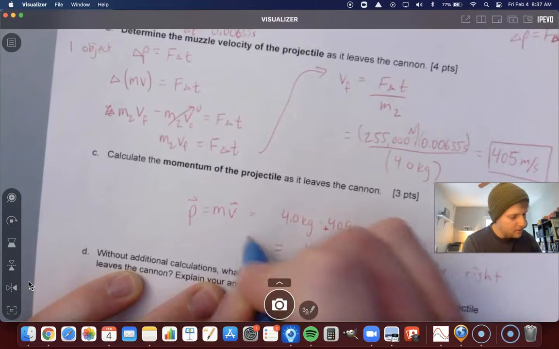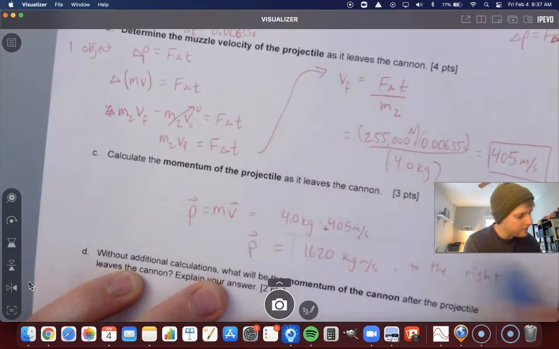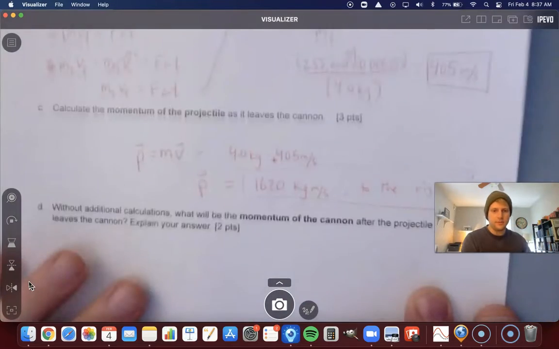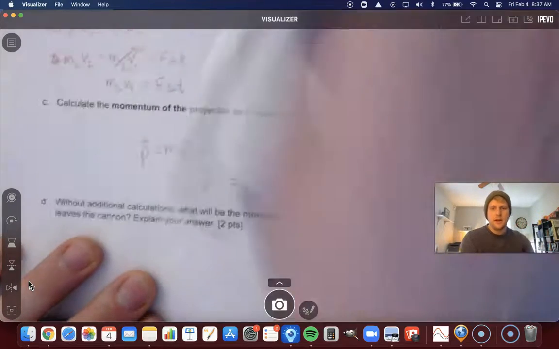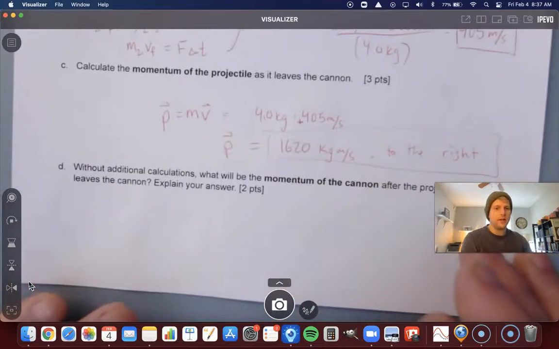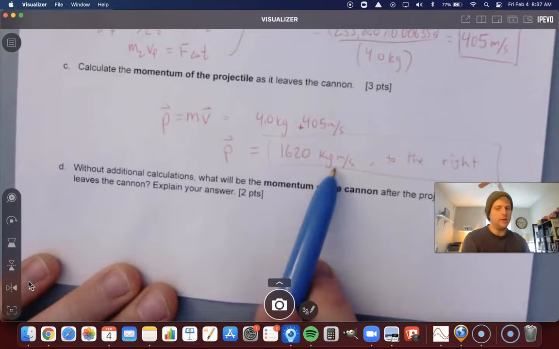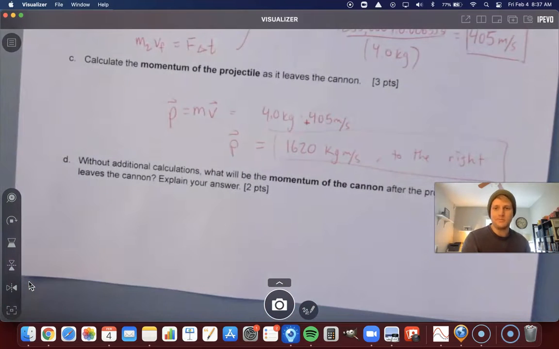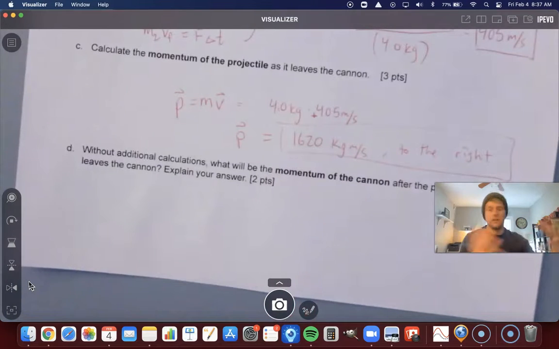That is the momentum of our cannonball. 1620 kilogram meters per second to the right. Remember, this is the kind of dumb unit for momentum. Now, I like part D, and I think this is going to be a helpful thing to think about, especially in terms of bringing some concepts together.